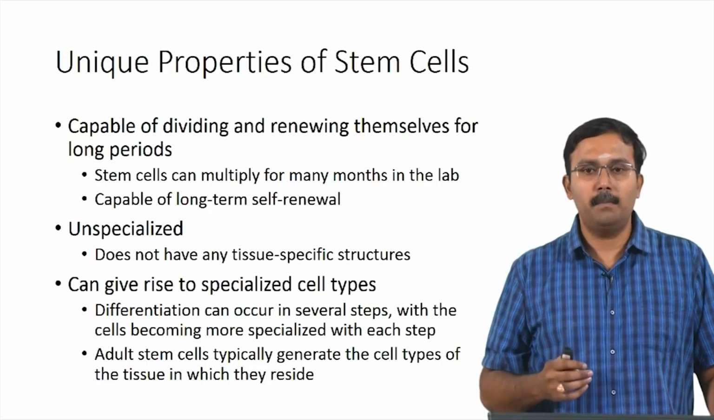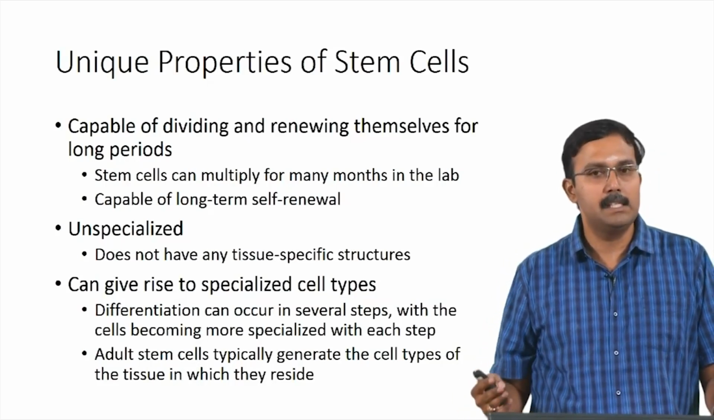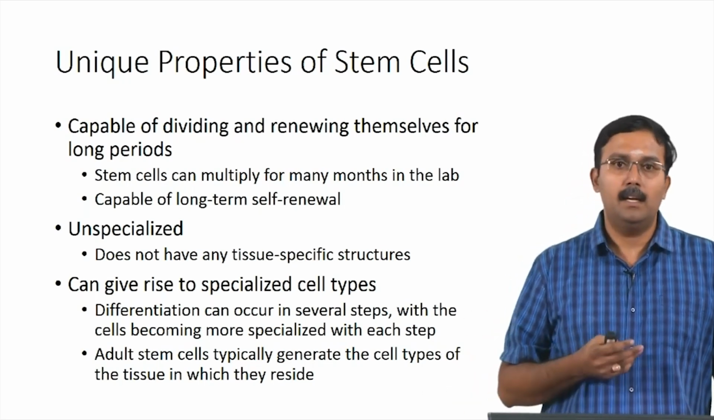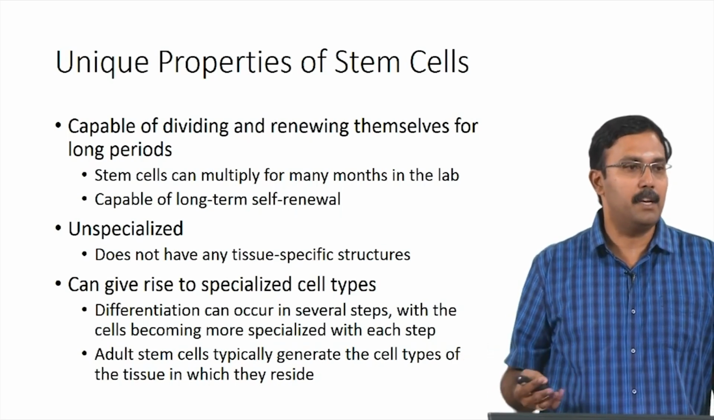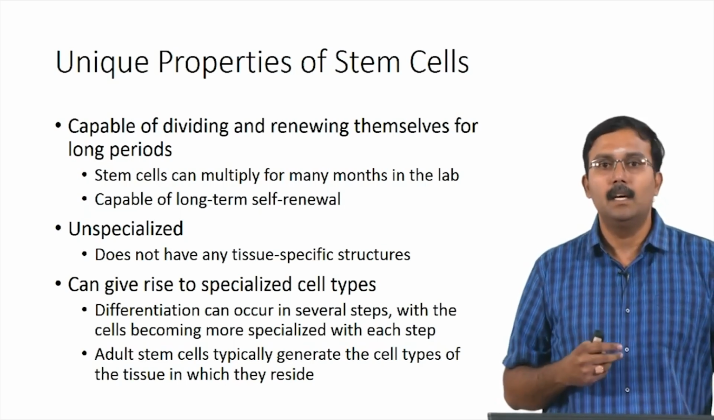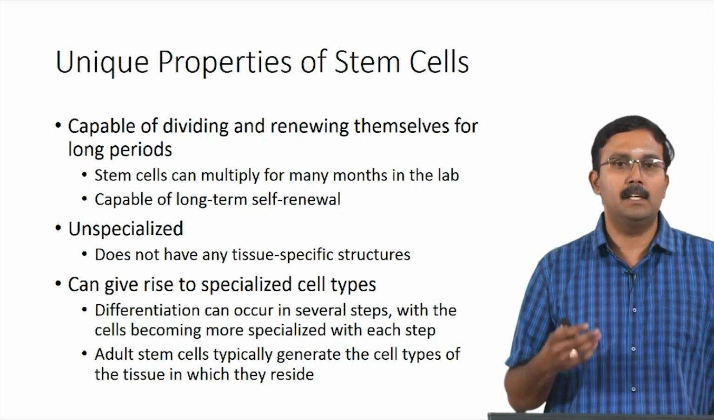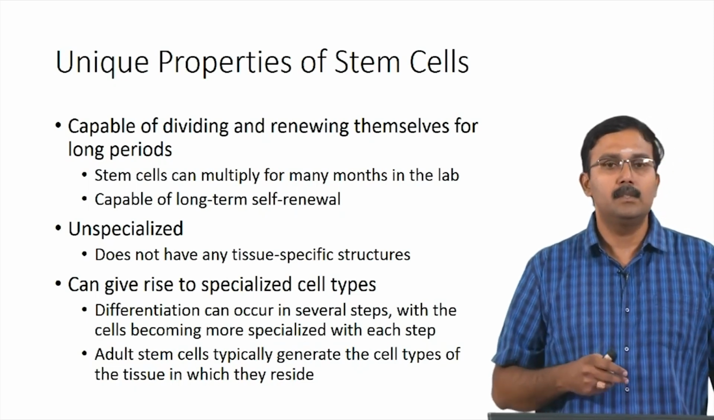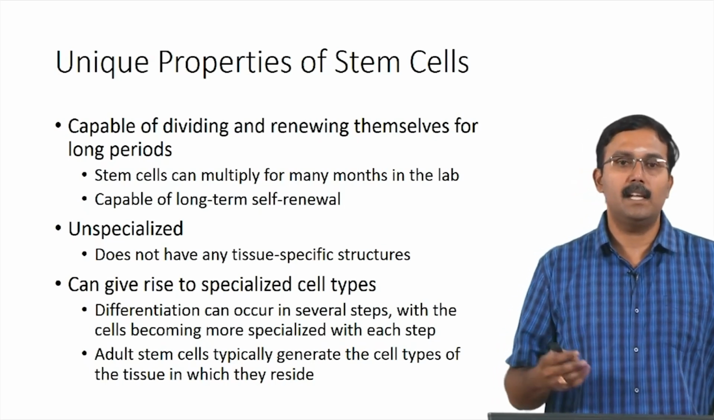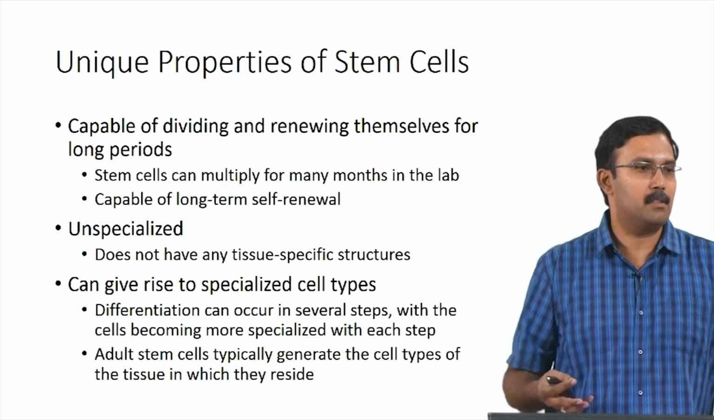So, some of the unique properties of stem cells is they are capable of dividing and renewing themselves for long periods. Stem cells can multiply for many months in the lab, and they are capable of long term self renewal, in the sense that even when they are differentiating, they will maintain the numbers. They are unspecialized, which means they do not have any tissue specific structures. So, they can actually be differentiated into different types of cells. They can give rise to specialized cell types, which will happen through the process of differentiation.